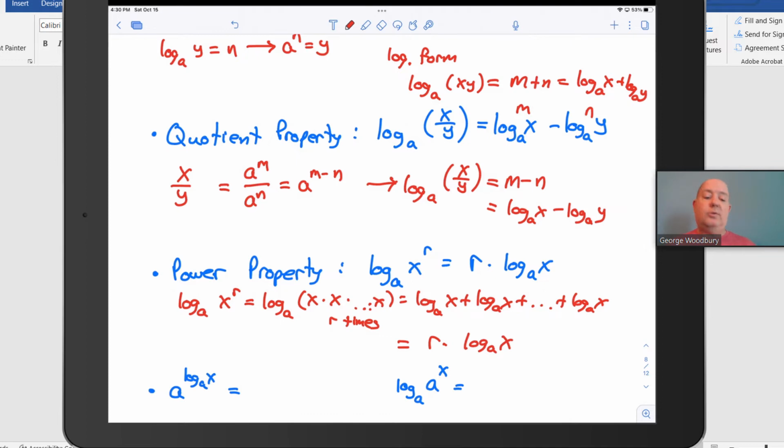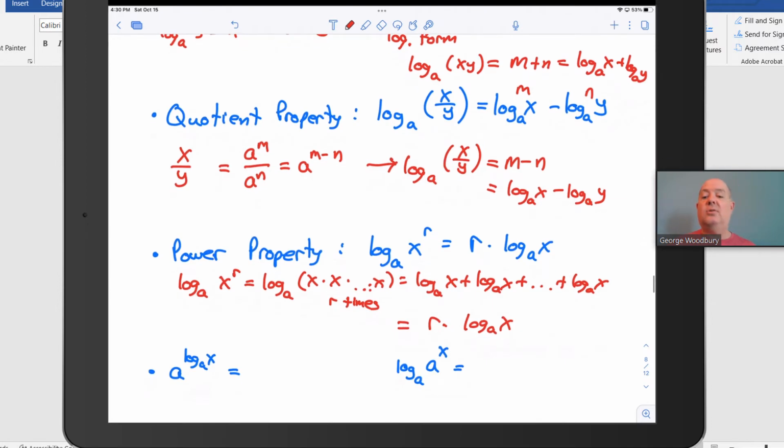Okay. To finish, there's a couple here that we'll use in a later section, but I wanted to introduce them here. First, if we raise a to the log base a of x power, and I know it seems weird that we would want to do that, but that's simply equal to x. Remember that log base a of x is what power do you raise a to in order to get x? Well, we're raising a to that power, so we must get x out.